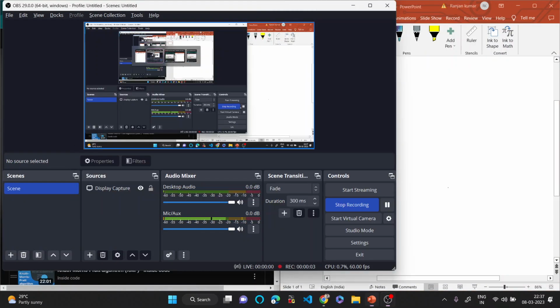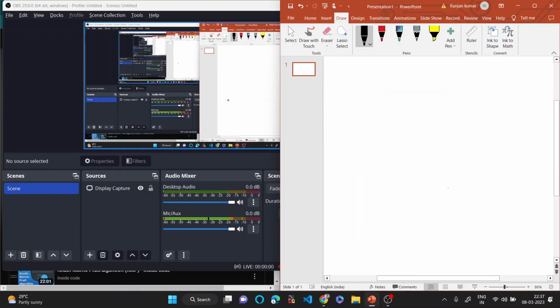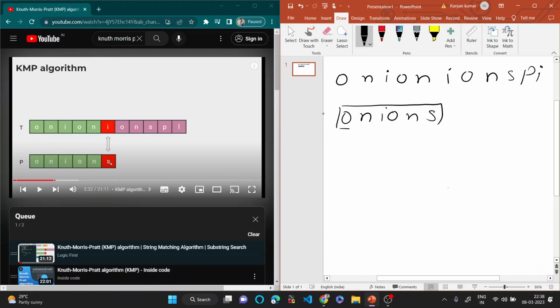So we are in the Knuth Morris algorithm. This algorithm basically, while comparing a substring in a string, saves time and gives efficiency. So look, we have a string over there, ONIONIONSPI, and we have to search for the index from where the substring ONIONS is found.